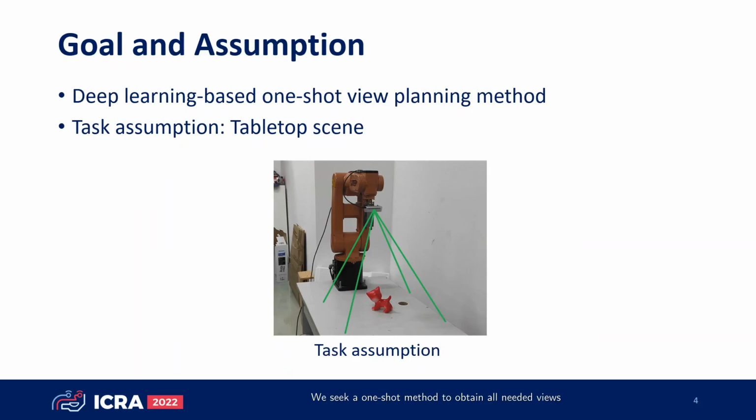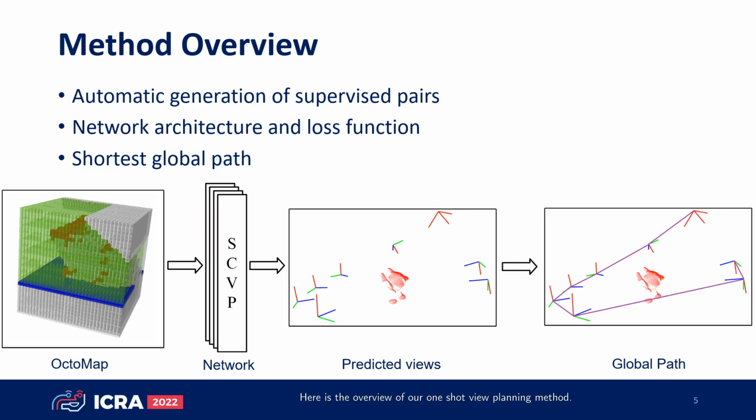We seek a one-shot method to obtain all needed views for small object reconstruction in a tabletop scene. This scenario sets a bound to estimated object geometry, which makes a non-model-based deep learning approach feasible. From the perspective of the application, it is well suited for a manufacturing line. Here is the overview of our one-shot view planning method.